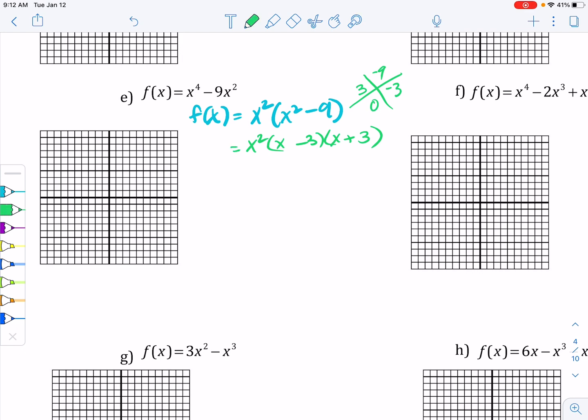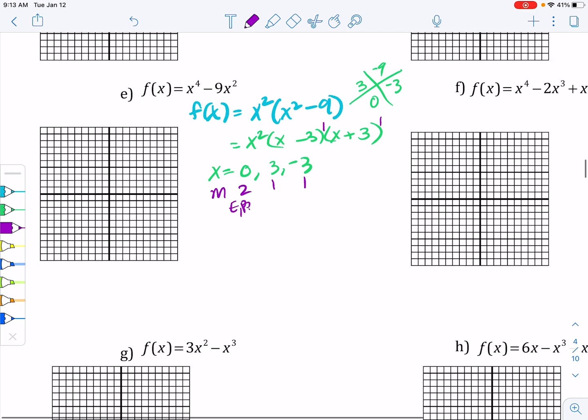So now we have this in factored form, so we can tell what our x-intercepts are. So we have the x-intercepts of 0, 3, and negative 3. The 0 comes from the multiplicity of 2. Each of these have an unsaid 1, so this is even and bounce. This is odd and cross, odd and cross.